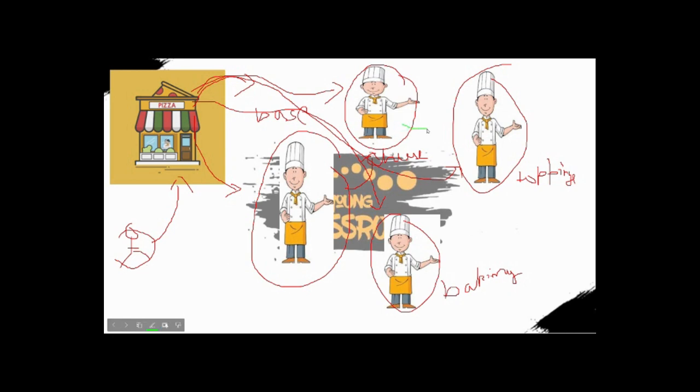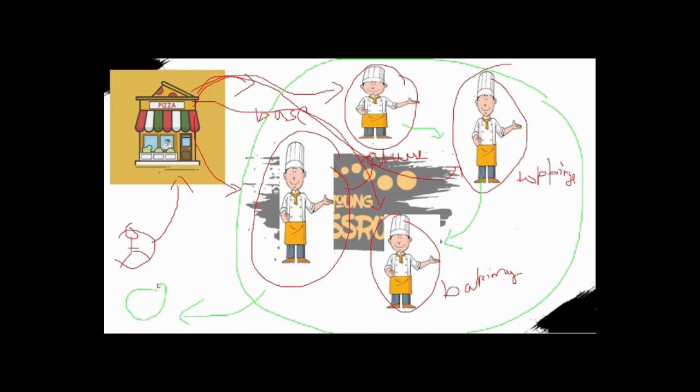The base, after adding cheese, sauces, and so on, is passed to the topping one. After topping, it is passed to the baking part. And finally, after all this process, you would have your final pizza.